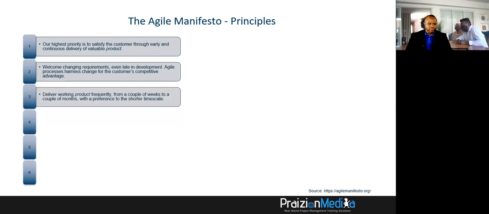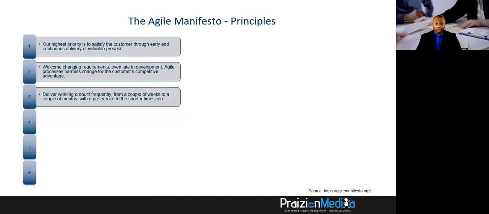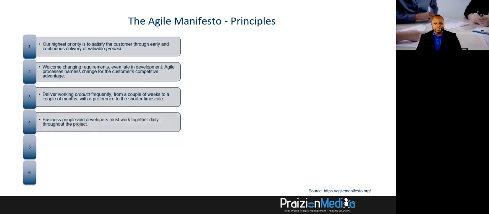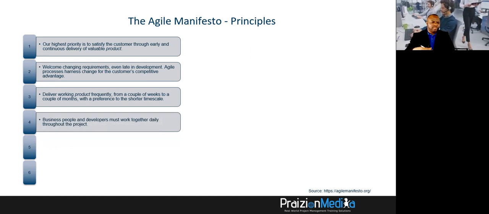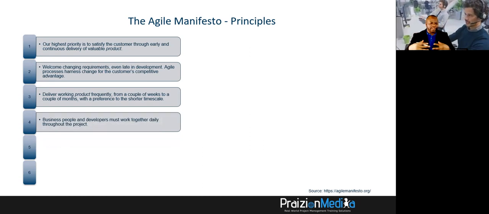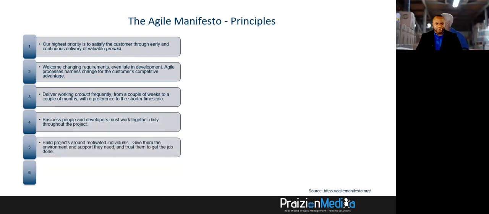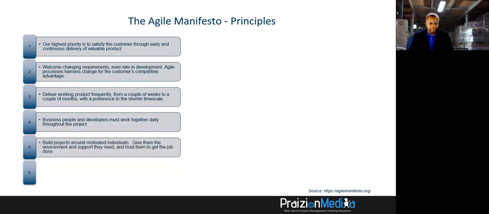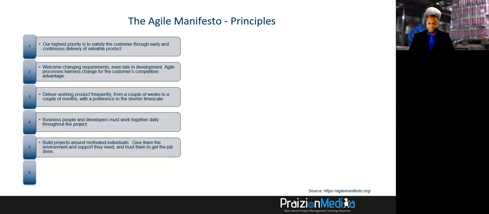Delivering working product frequently. Why? Because if we deliver in increments frequently, we're able to tune and adjust. It's a risk coping mechanism. What about developers working daily? Again, it's a risk coping mechanism. The more interactions we have, the more likely we are to go off course or end up at different points of the pole at the end of the sprint or at the end of the project.